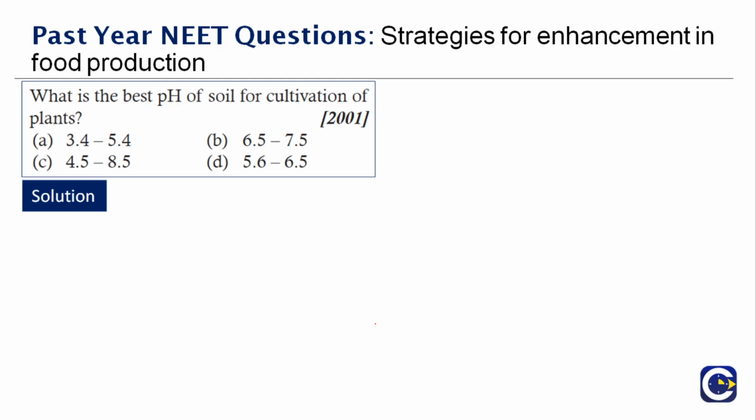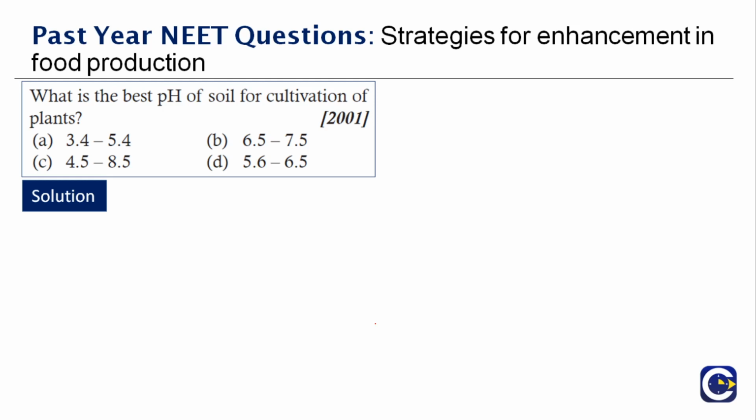So a soil should not be highly acidic and it should not be highly basic. It should be somewhere between acidic and basic. Being too basic will not help the plant, and being too acidic will not help the plant either. So I've given you the clue now. Option A is 3.4 to 5.4, which is acidic. 4.5 to 8.5 is too acidic and too basic. And if you look at B, 6.5 to 7.5 is okay. 5.6 to 6.5 is not at all a balanced state.